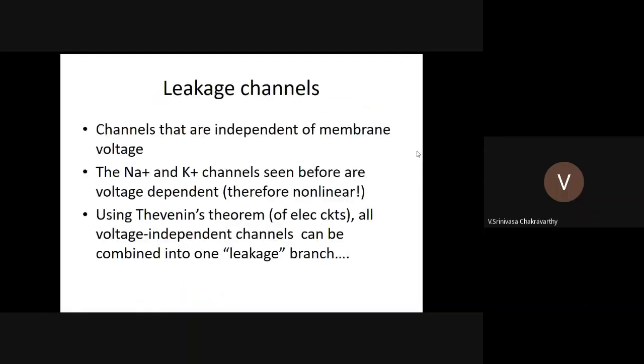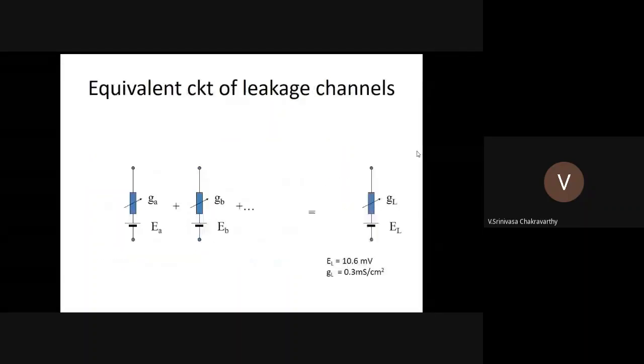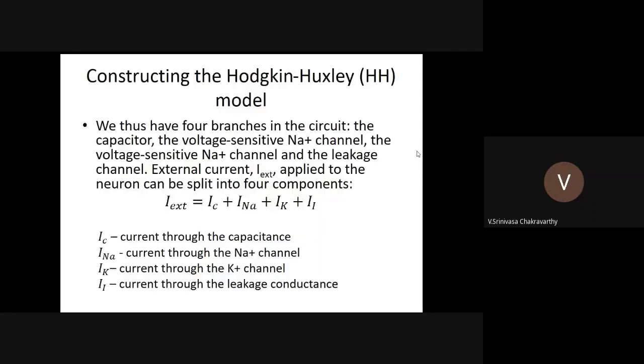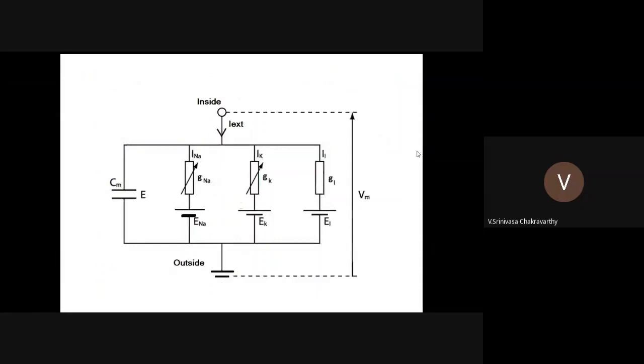Then the leakage channels, which are fixed, can all be combined into one equivalent circuit by invoking Thevenin's theorem. Combining all this, and also assuming that the membrane itself is like a capacitor, because it's made up of two lipid layers forming an insulating sheet, just like a capacitor, you can combine all this into one circuit model like this.